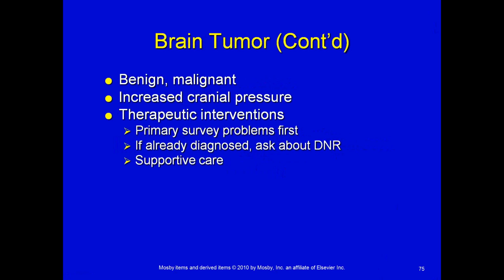But in doing your assessment, try to determine if they have any history, of course, in your SAMPLE history. When you get to the pertinent past medical history, see if they've got any history of brain tumor. And if they are already diagnosed with brain tumor, then try to determine their DNR status, because obviously if they're calling you, they may be pretty sick. In fact, seizures are common with brain tumors as well. So if they do have a DNR order, then you would consider supportive care.